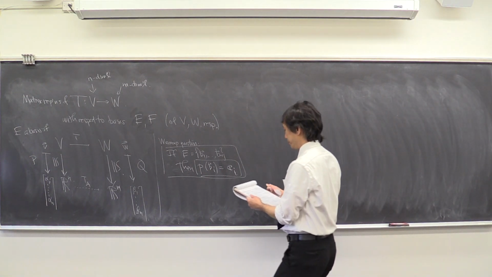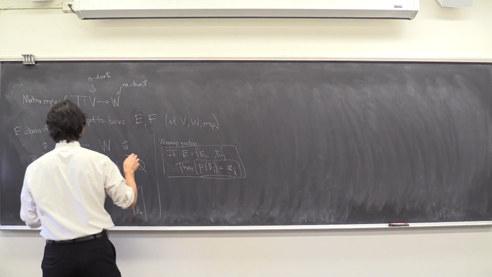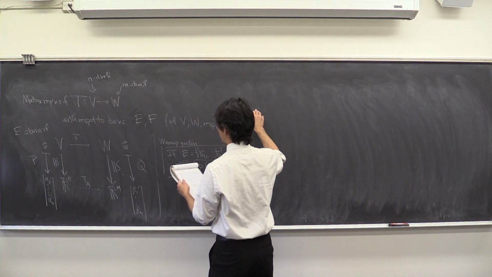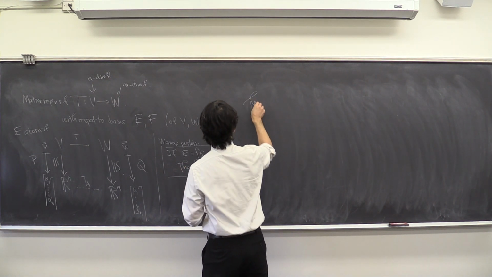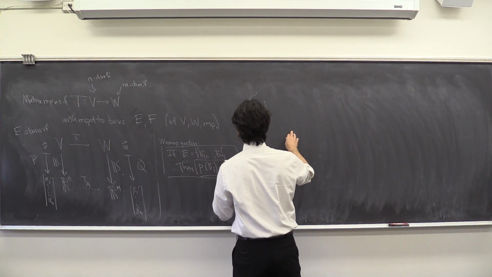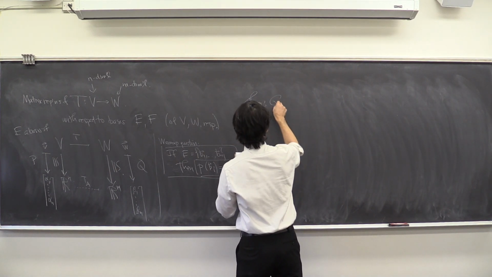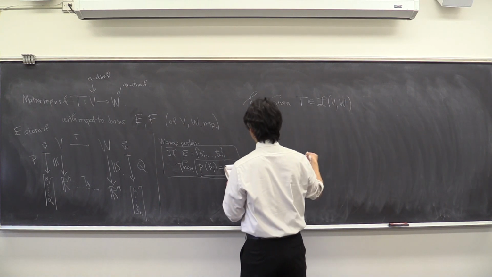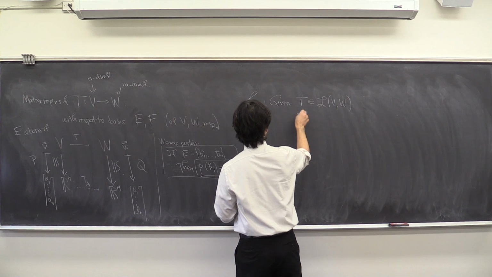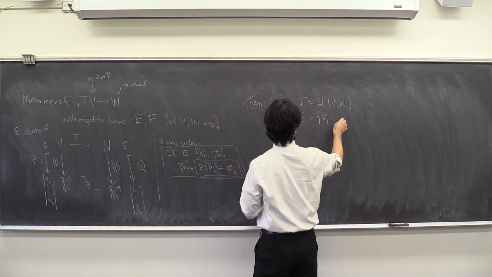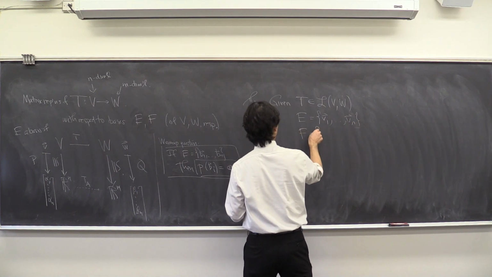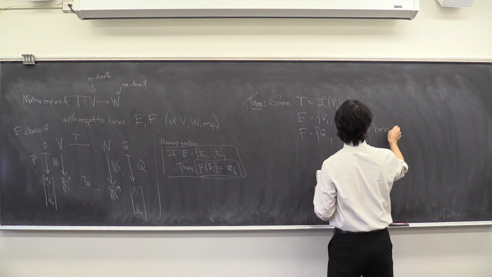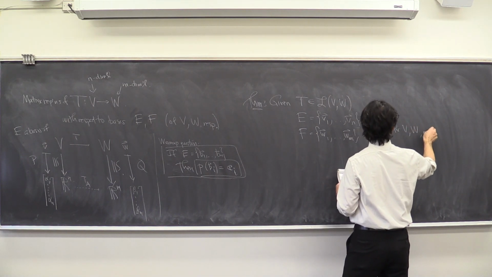Okay, so here's the theorem. Given a linear transformation T from one vector space V to another W, with E being, say, V1 through Vn and F being W1 through Wm, and these are bases for V and W respectively.